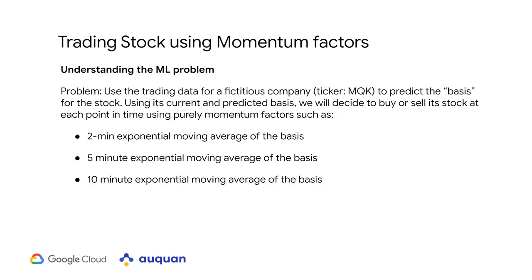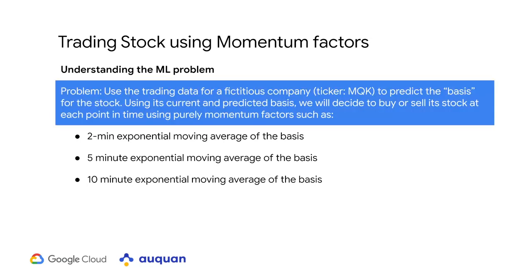Next, we need to understand the problem. Not all problems are solvable by ML. To implement ML in a trading problem, we need to first break down the problem so we can make it easier to apply ML to solve this problem. Problem: use trading data for a fictitious company to predict whether to buy or sell its stock, ticker MQK, at each point in time using momentum factors.